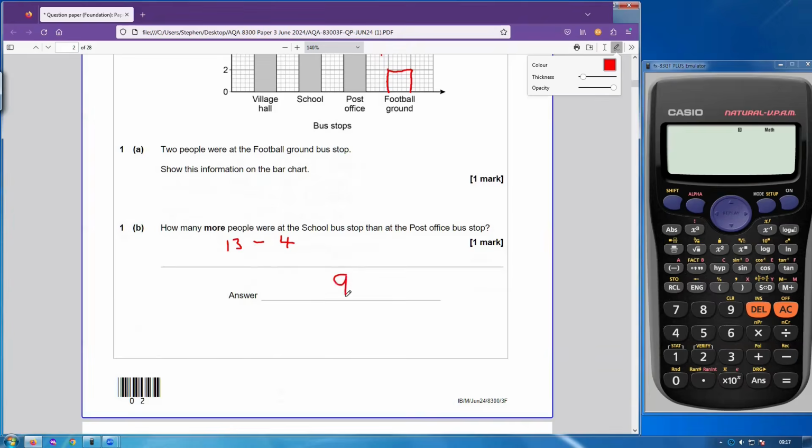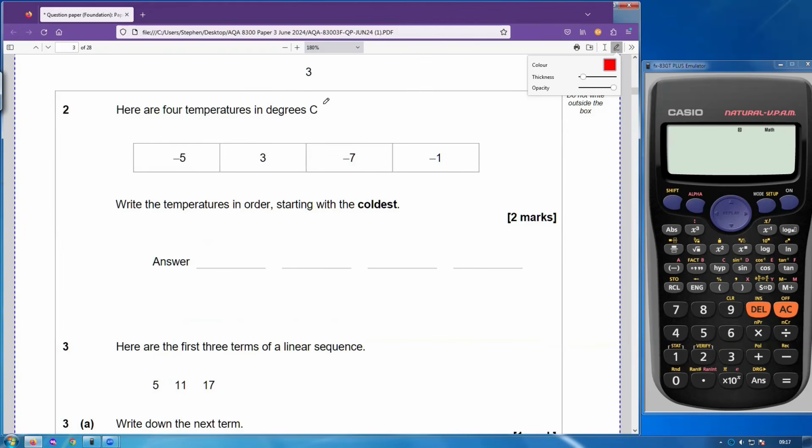That's 9. There are 4 temperatures in degrees C, -5, 3, -7, -1. Write the temperatures in order, starting with the coldest. Oh, the coldest. Well, that's the most negative, which is going to be -7. And I look to cross these out when I've done them. -5 is the next one. -1. Let's do it properly. And then 3.